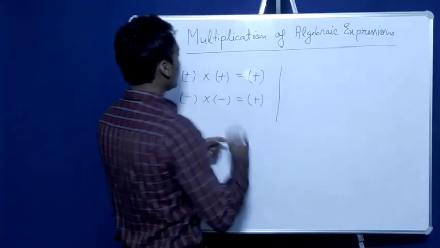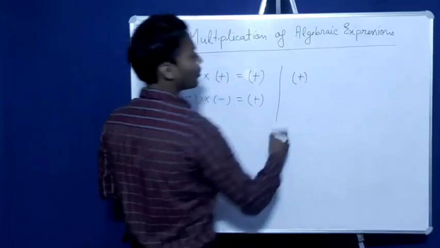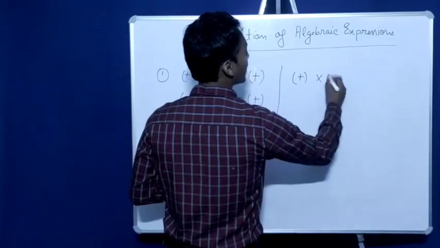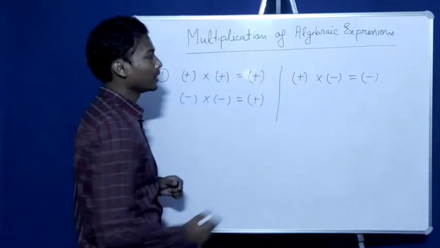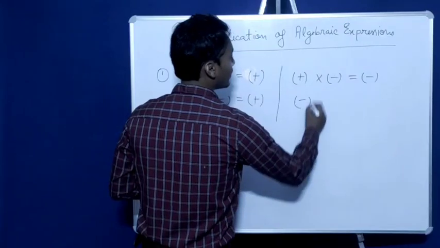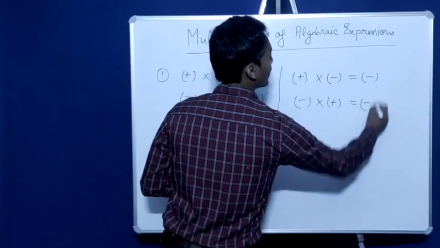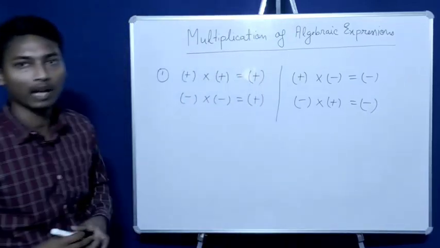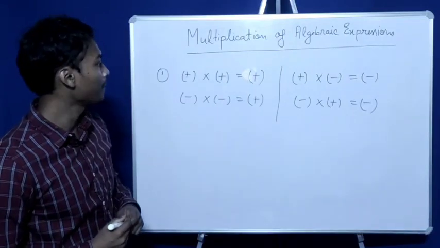And when we multiply two integers with opposite signs, a positive integer multiplied by a negative integer will give us a negative integer. Similarly, if I multiply a negative integer by a positive integer, the result is a negative integer. So when we multiply two opposite signs, the result is a negative integer.